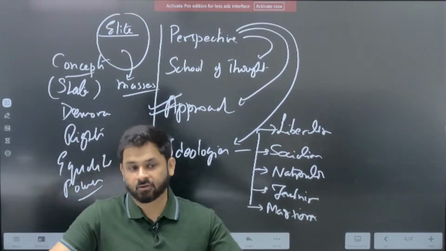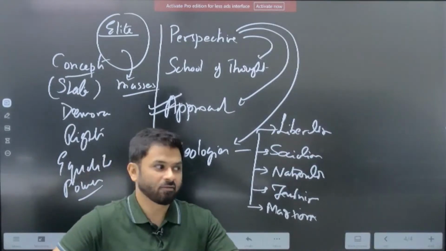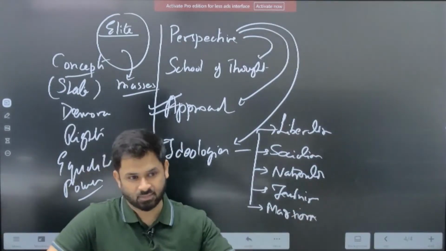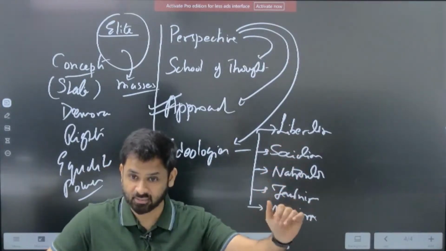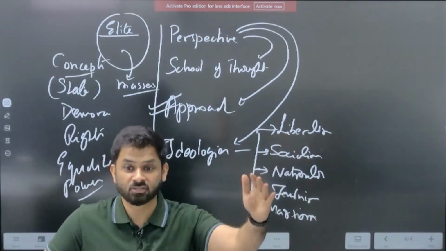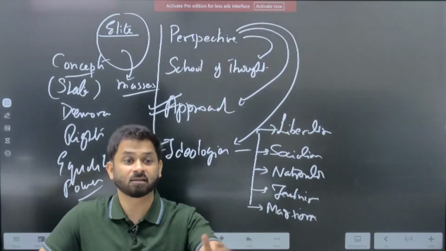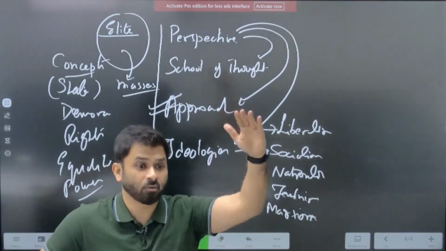Like for example, everywhere you will have elite. In every section there will be elite. In the profession of doctor there will be elite doctors. In the profession of engineer there will be elite engineers. In the profession of politics there will be elite politicians, those who are at the top.